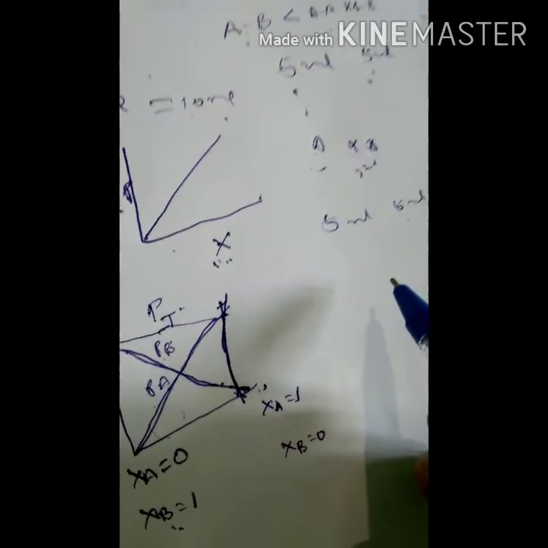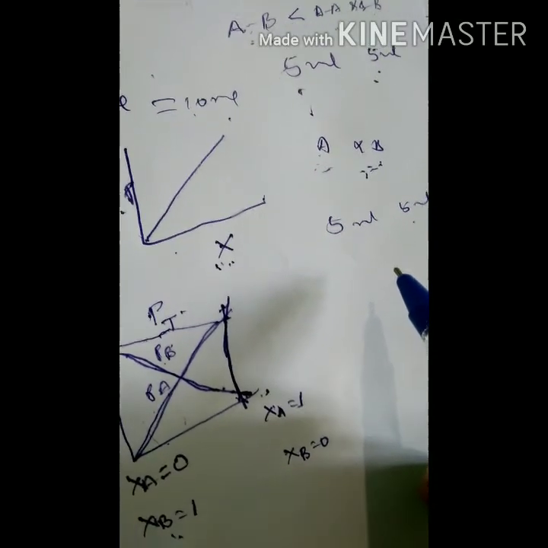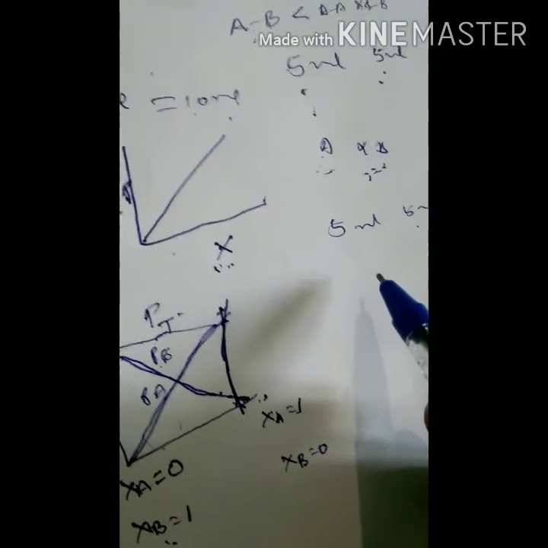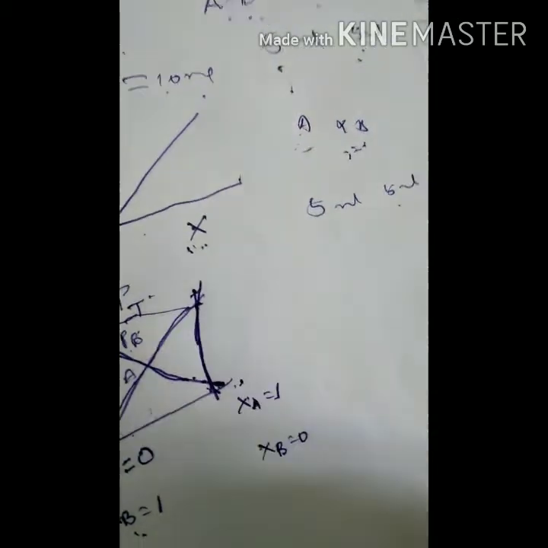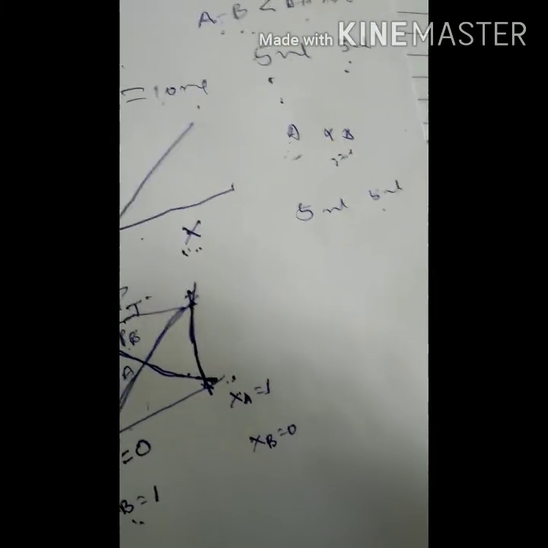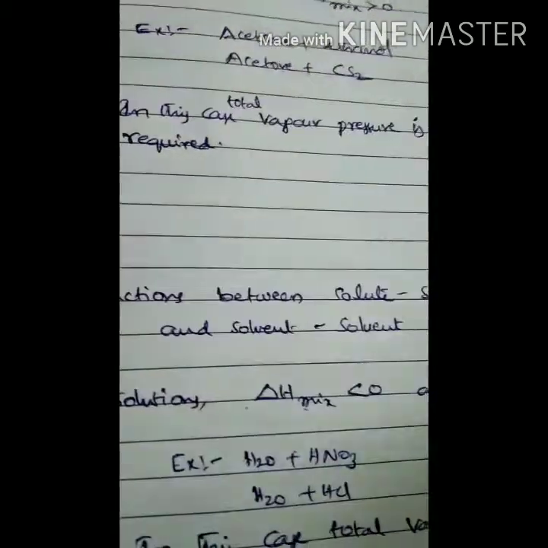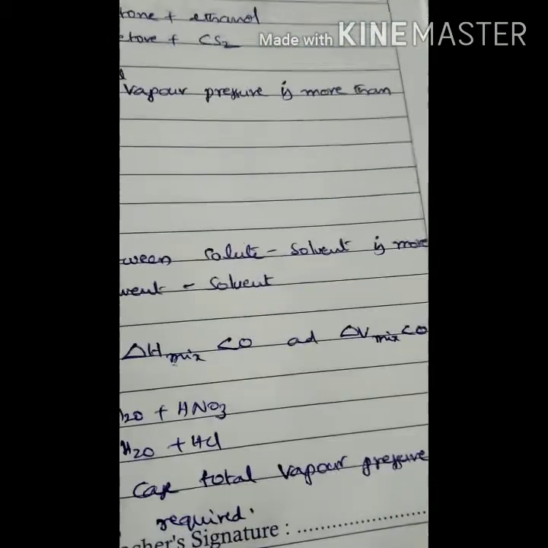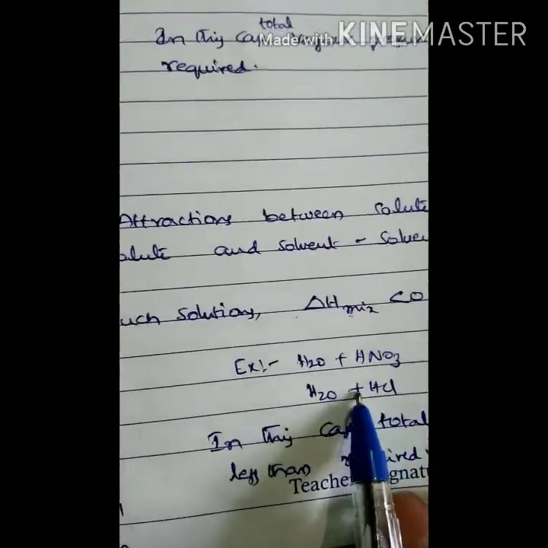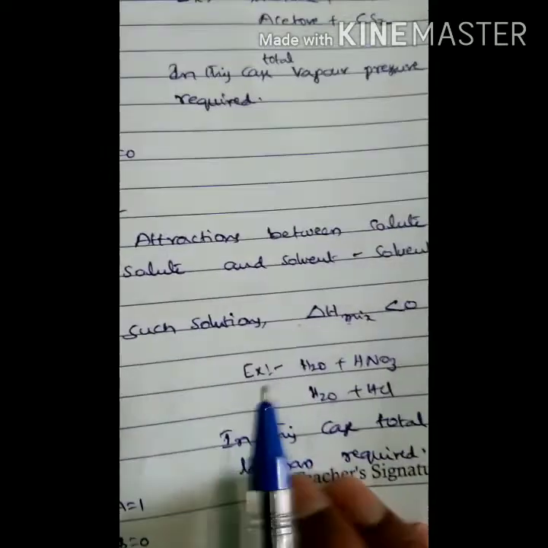Because here, when these two liquids mix with each other, the attractions between solute and solvent are more. If the attractions are more, the particles come close to each other. If the particles come close to each other, the volume of the liquid reduces more than expected. That is why delta V mixing is less than 0. Here examples are H2O plus HNO3, and H2O and HCl. These examples and these properties are very important. Here you should remember these points.